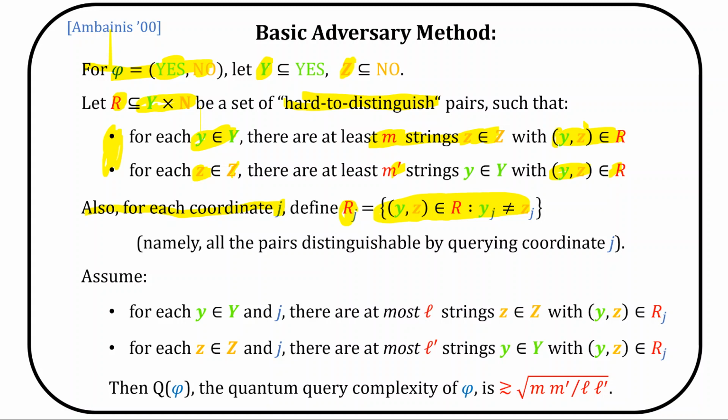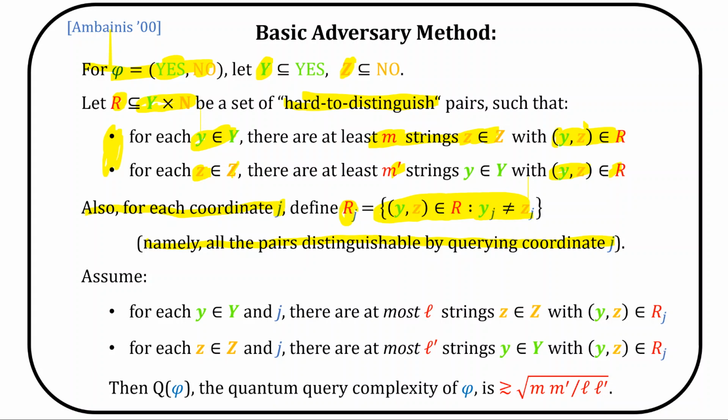It'll be all the pairs that differ on exactly the jth coordinate. Another way you can think about it is like all the pairs which you can distinguish by querying the jth coordinate. Okay, so you look over all your hard pairs capital R, there'll be some pairs that you can distinguish by querying the first coordinate, some pairs you can distinguish by querying the second coordinate. And what we actually kind of want is that none of these sets is too large, because that tells you that there's some coordinate where you can make a lot of progress if you query that coordinate. You can quickly distinguish a lot of pairs of strings in capital R.